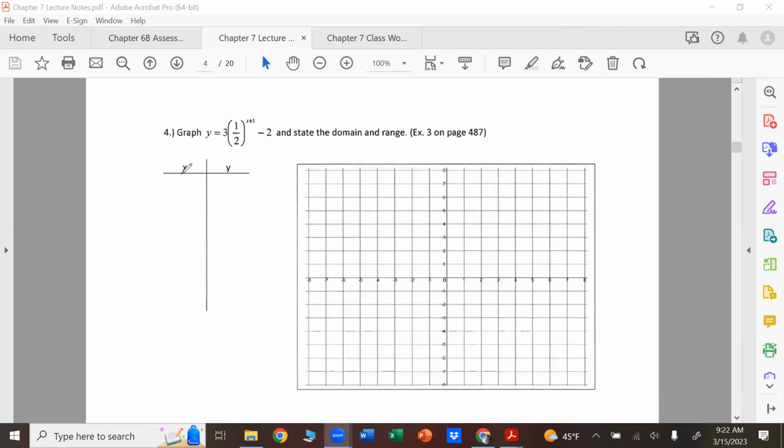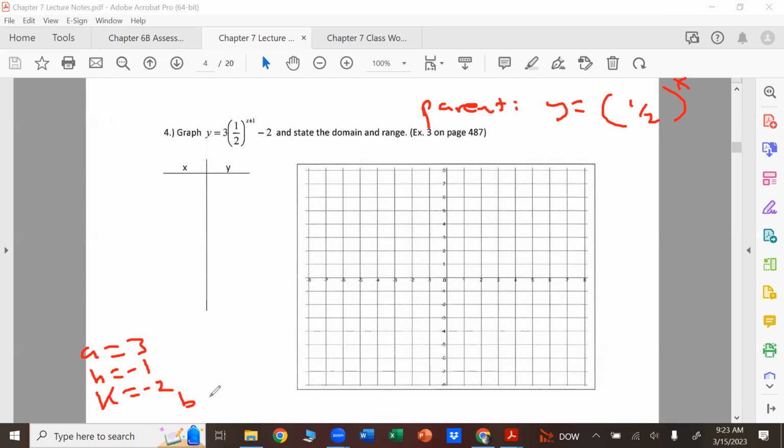All right, last one here. So my parent function is y equals half to the x. So my a is 3. My h is going to be -1, by the way, because it's +1. K is -2. And my b is 1/2. And the parent function, again, if I do it over here, I'm going to do this correctly. I'm not going to make the same mistake I did last time. 0, 1, 1, 1/2, 2, 1/4. And then -1, -2, I get 2 and 4. Nice.